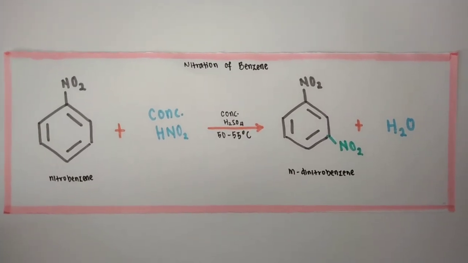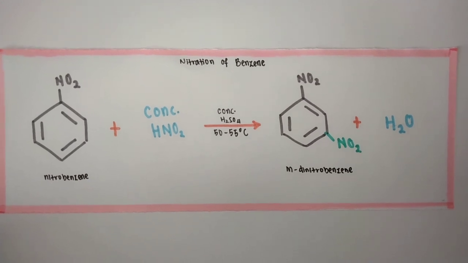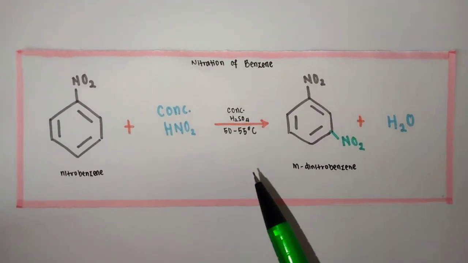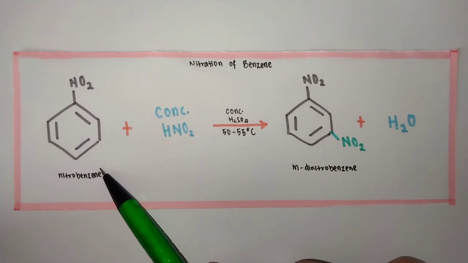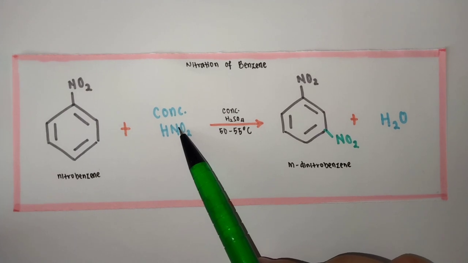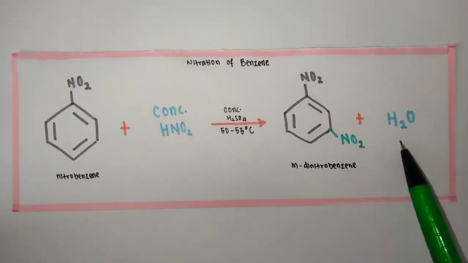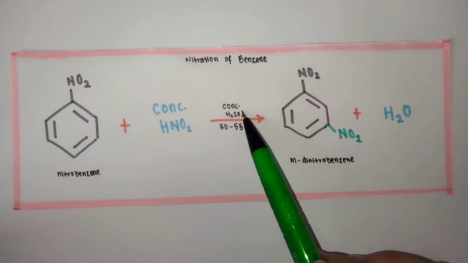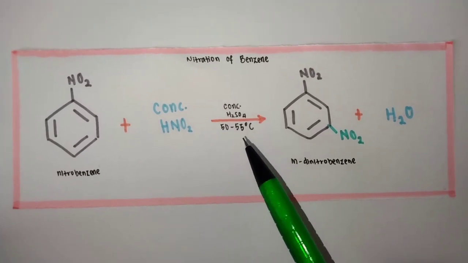Hi, so today I will explain about the mechanism of nitration of benzene. So this is the overall reaction in this mechanism. We have nitrobenzene as the starting material, reacting with concentrated nitric acid and forming meta-dinitrobenzene and H2O. The catalyst is concentrated sulfuric acid at 50 to 55 degrees Celsius.